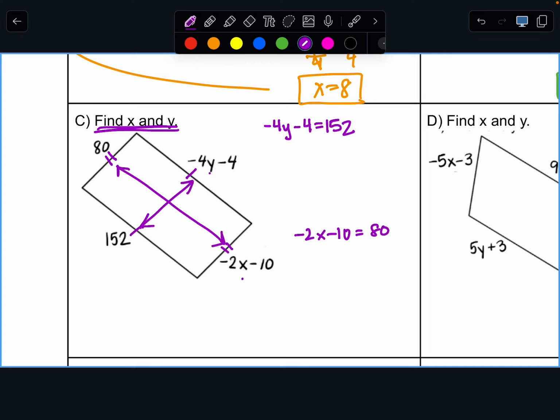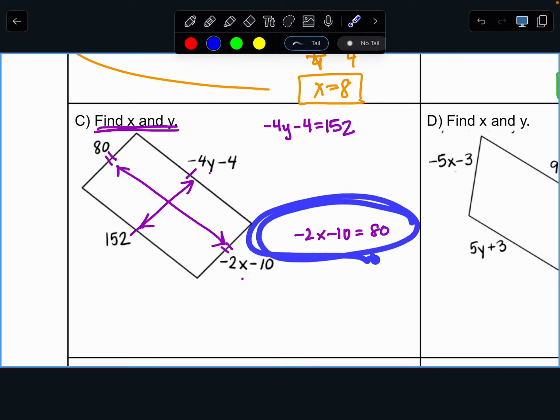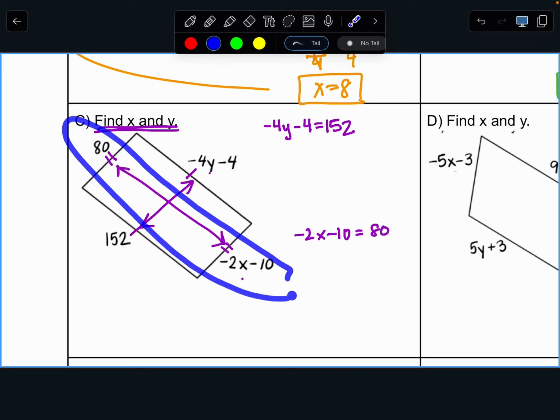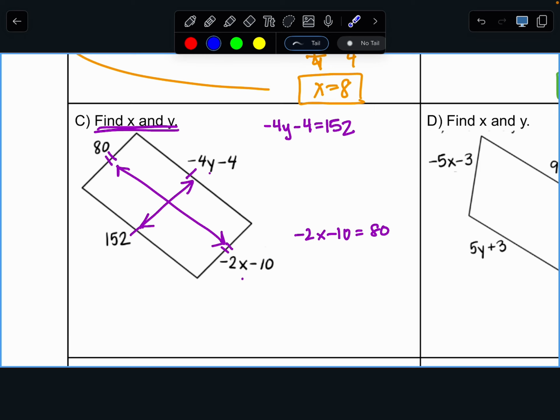So for 2 years, give or take, I gave you this. This was the problem that you got on a worksheet. Solve negative 2x minus 10 equals 80. So you've been practicing solving equations. Now, the test is, do you know how to write that equation and then solve it? Do you know which pieces to put together to then solve the equation?